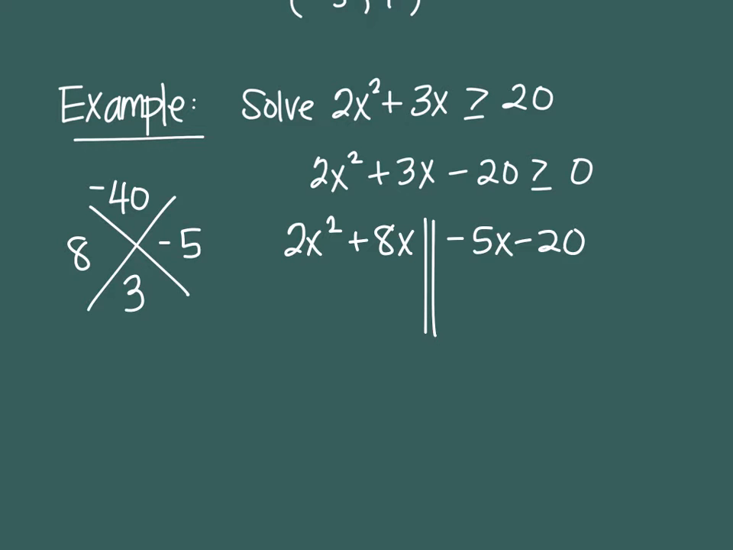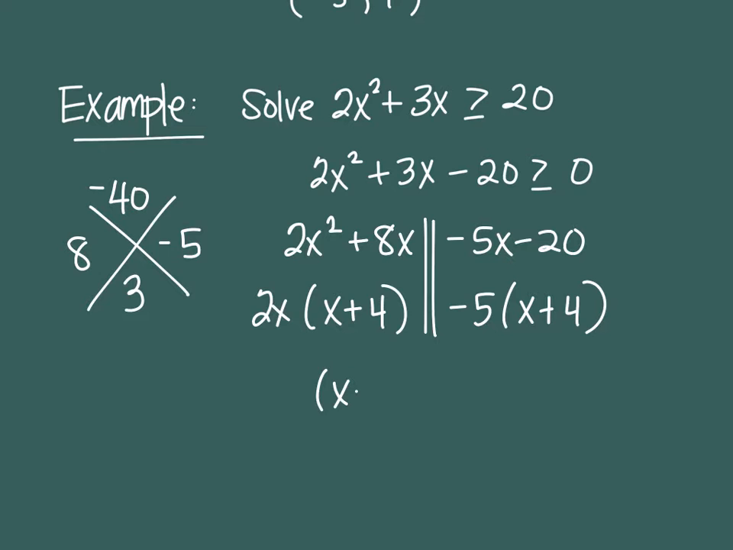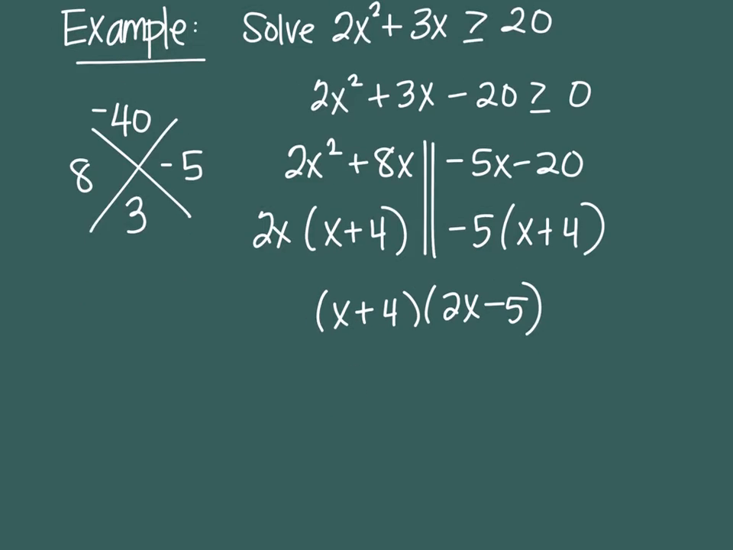The left side has the common factor of 2x, leaving me with x plus 4. The right side has the common factor negative 5, leaving me with x plus 4. And I notice that they match. If they don't match, you got to stop. Something's not right. You didn't pick the right star numbers, or something's not right. They should match. So we've got x plus 4 and 2x minus 5. So now finish the factors. Don't just stop at factors, finish them out.